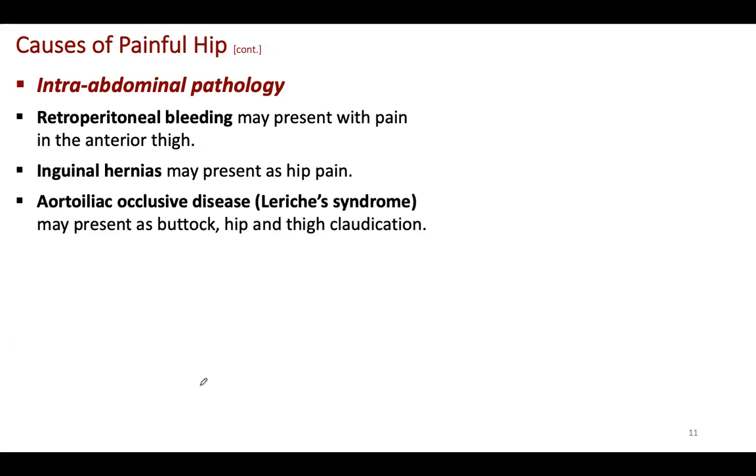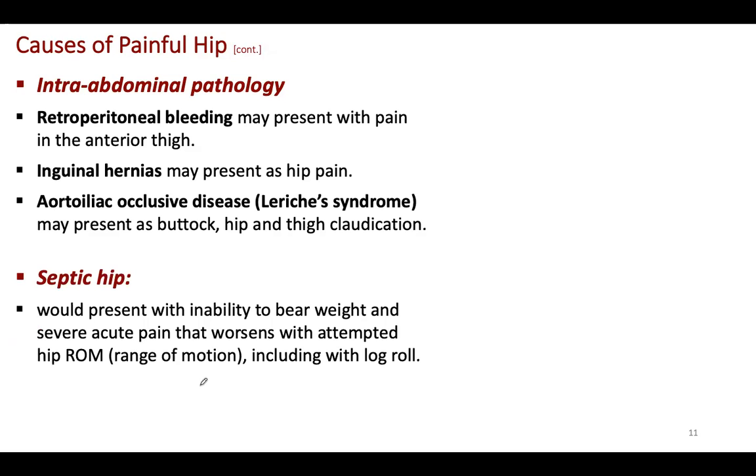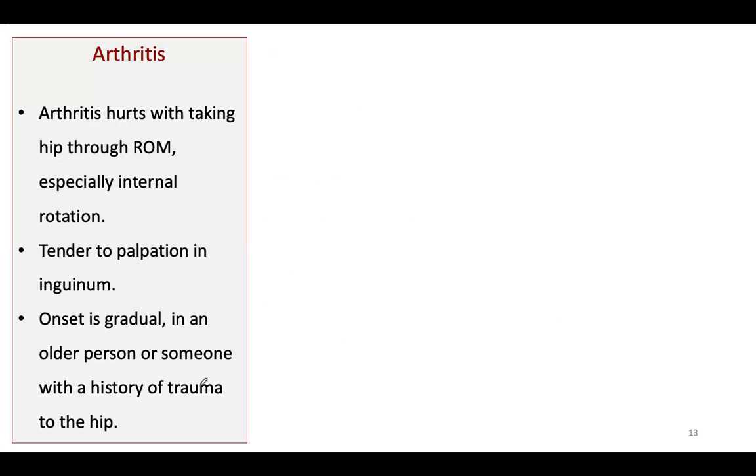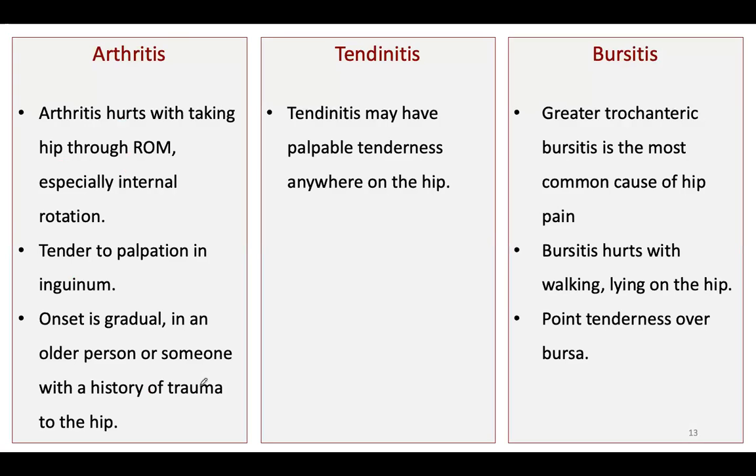Intra-abdominal pathology can cause pain in the hip joint. Retroperitoneal bleeding, inguinal hernias, septic hip arthritis. Septic arthritis of the hip joint can also result in severe pain. So pain in the hip can be arthritis, tendinitis, or bursitis, and of course, fracture hip. Fracture hip is common, especially in elderly.